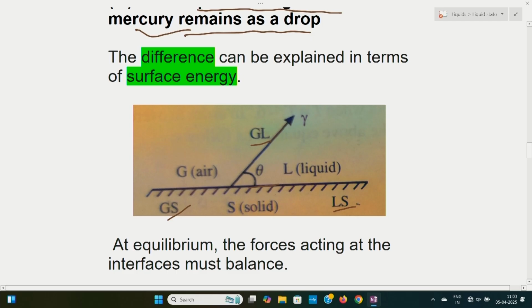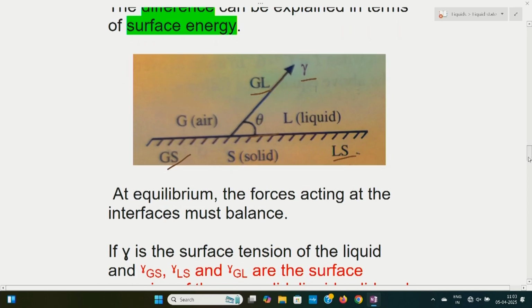Okay, and this gamma is the surface tension. At equilibrium, all the forces acting at the interfaces must balance. That means the force at the gas-solid interface, the liquid-solid interface and the gas-liquid interface must balance.